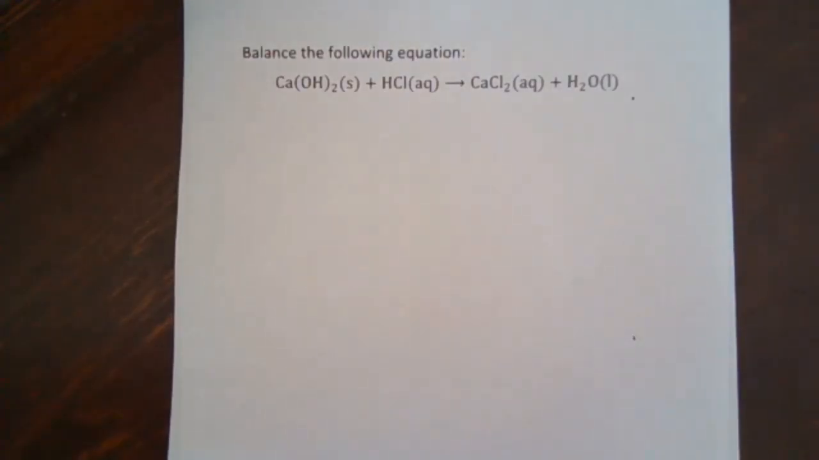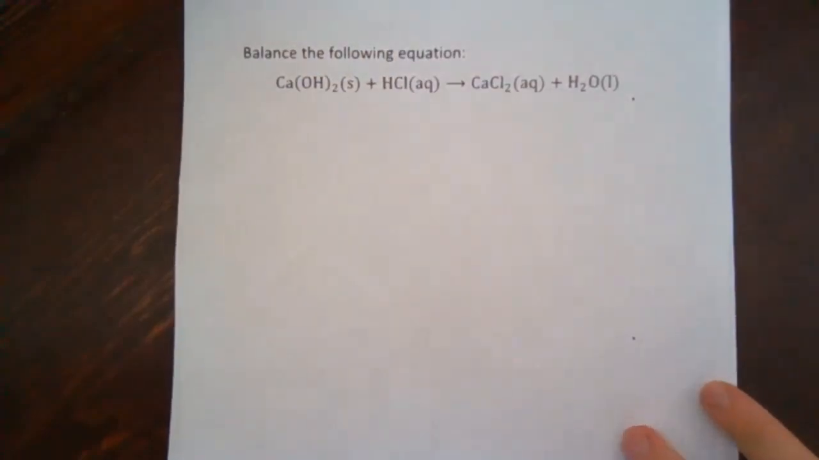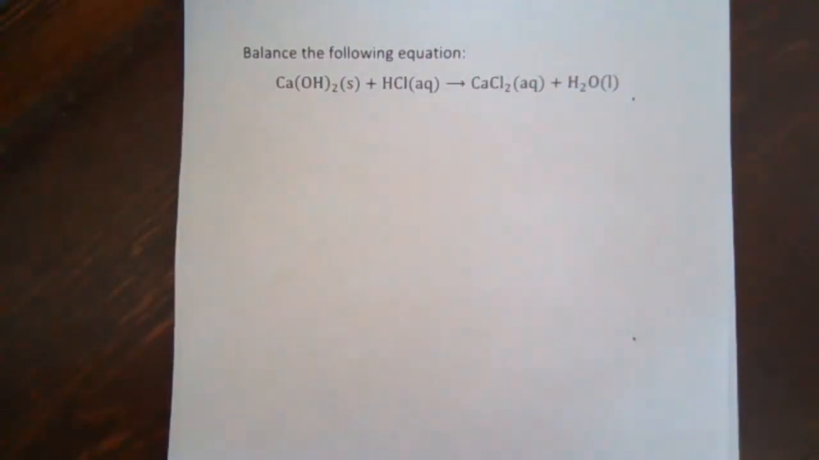The atom types that we're looking at are Ca, O, H, here we can see H again, and then Cl. So calcium, oxygen, hydrogen, and chlorine. What we want to do is work through those one at a time. So we need to balance all four of those types of atoms, and think about what order we want to do it in.